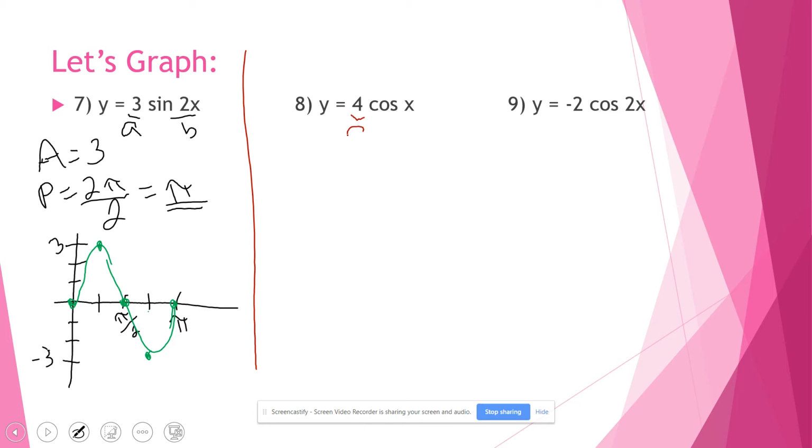Number 8. Our amplitude is 4. And our period, B is 1.